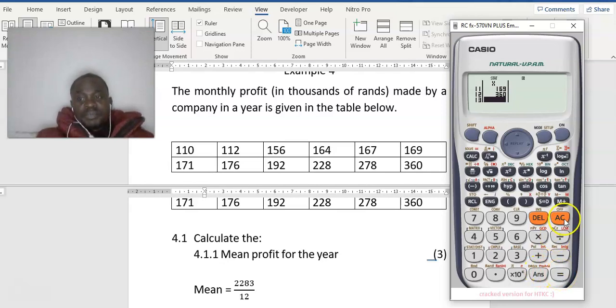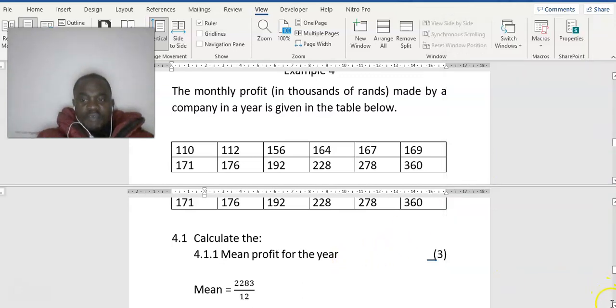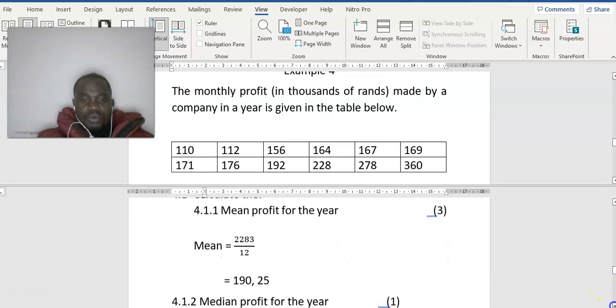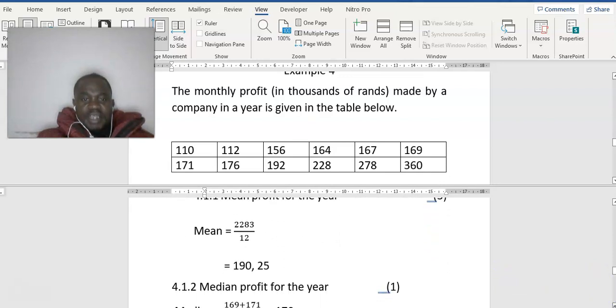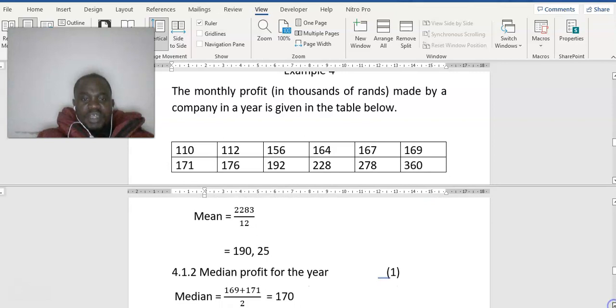When you are done, you press AC, then shift, start. What are we looking for? Variant. Variant is what? 4. We want the mean, because the question says mean profit. So mean, this is the symbol, which is 2 equal. So this gives us 190.25. Then the next one is the median profit of the year.